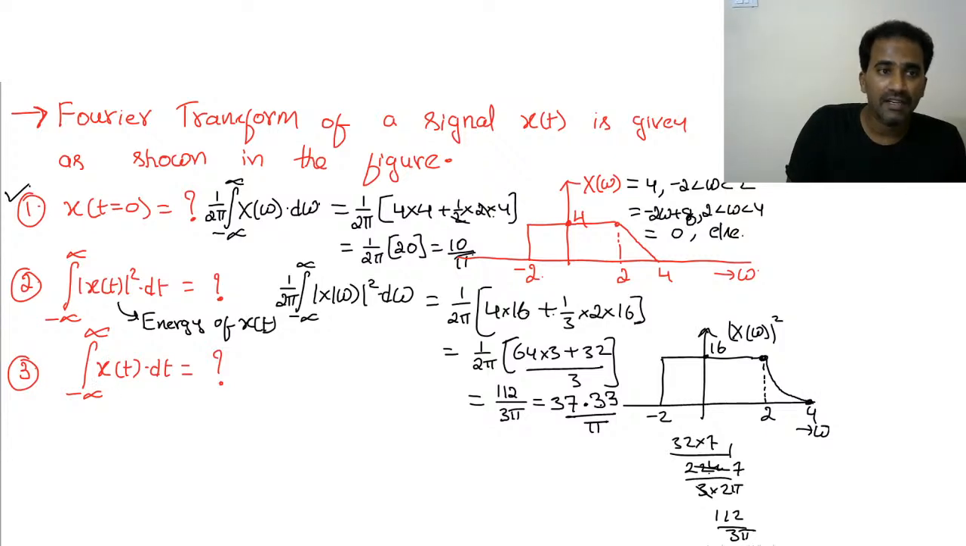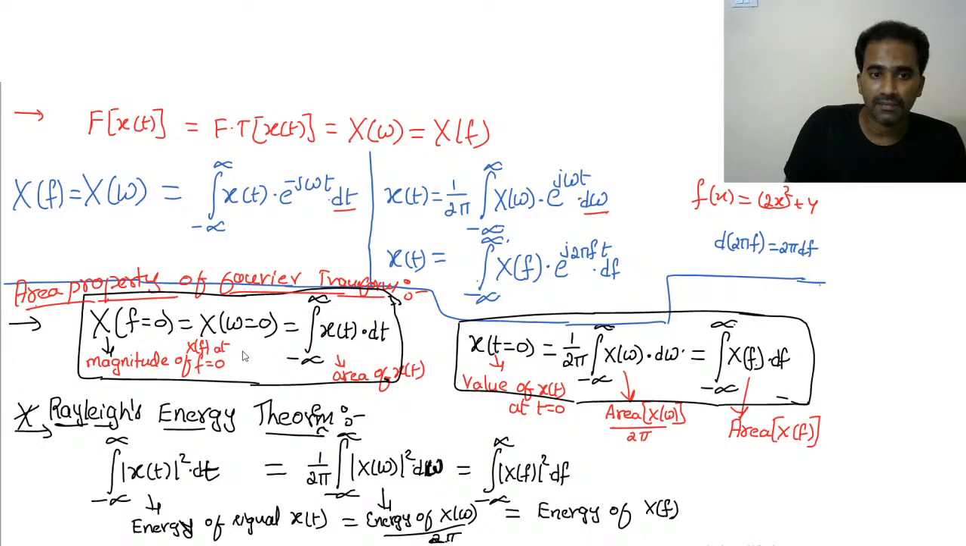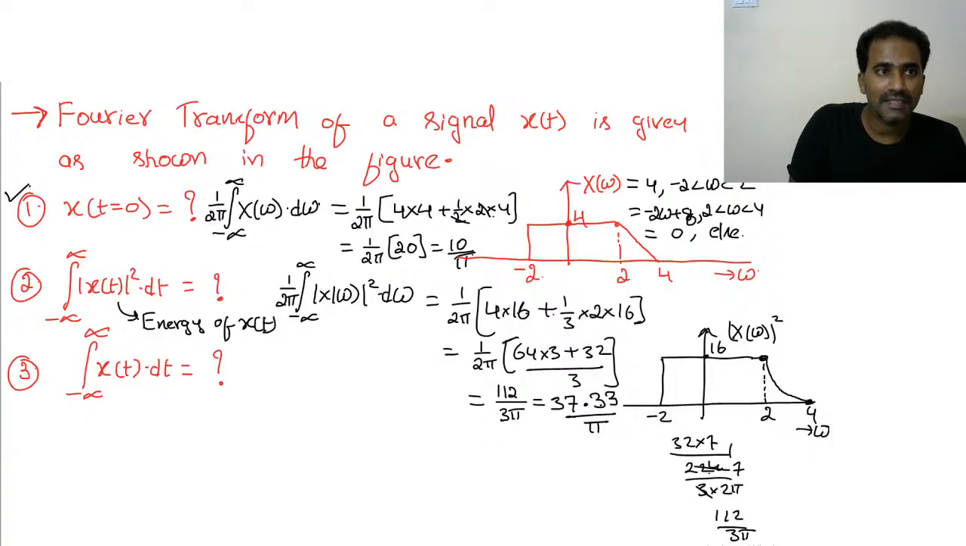Yes, we can find it using the area property. We can use this relation, right? Area of x of t is the same as the value at 0 in the frequency domain. So if you don't know x of t, no problem. If you know the Fourier transform, and you observe the value at f equal to 0, that value is the same as the area of the signal in the time domain, right? So that's the basic idea here.